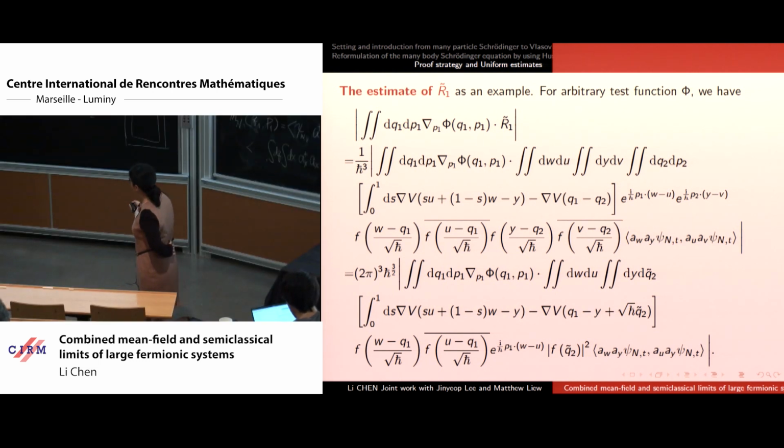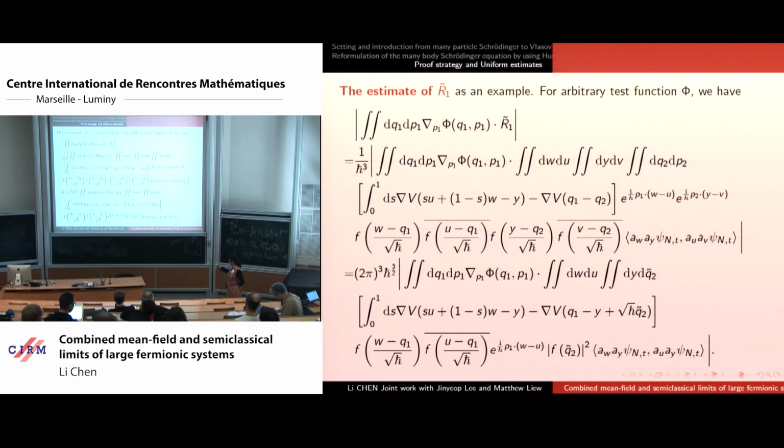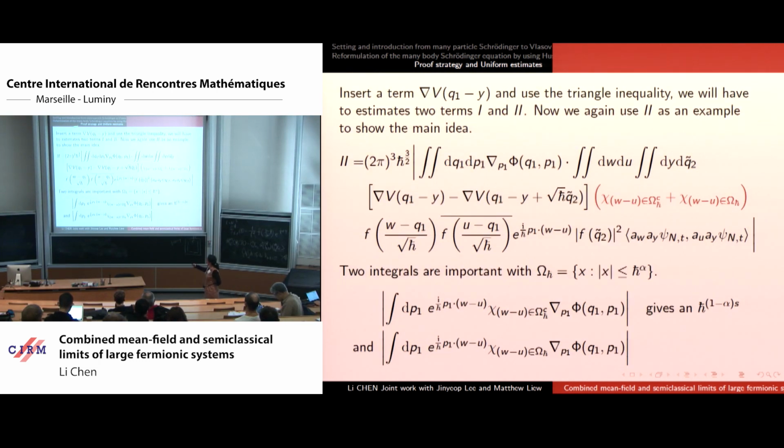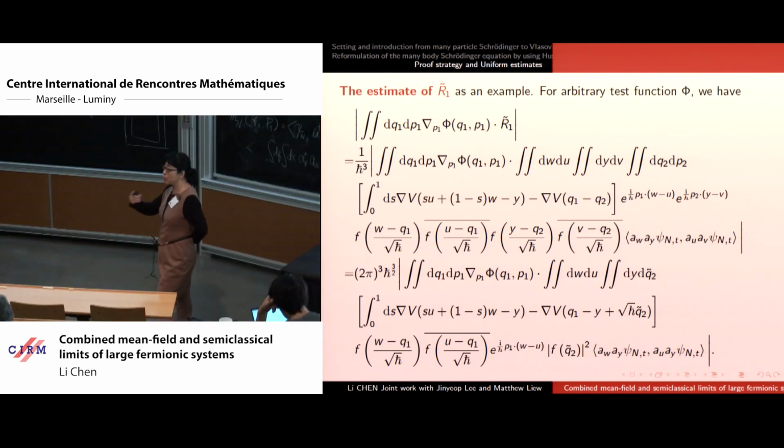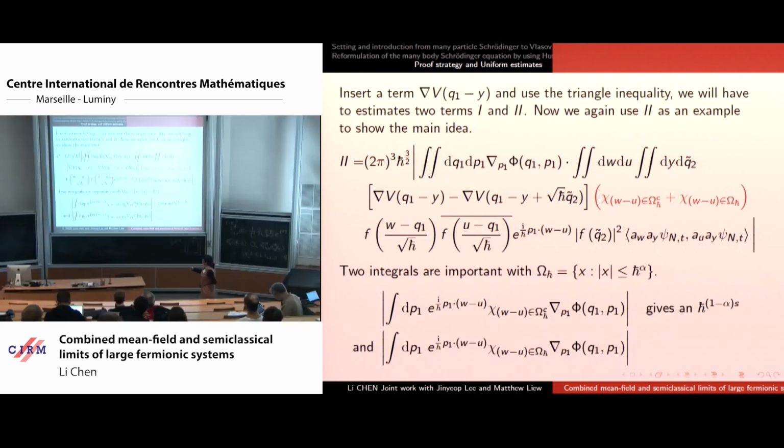But in the end, we have to use a triangle inequality to plug in one term and minus one term, plus plug in this term, the gradient of V, Q minus Y. We just plus and minus this term. And again, I use one of that to explain how it works. I just use this term. And now look at this term. It's the same, it's one part of the quantity from last slide.